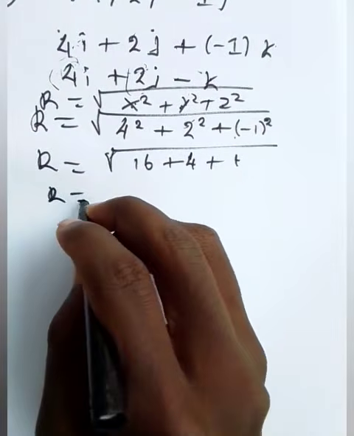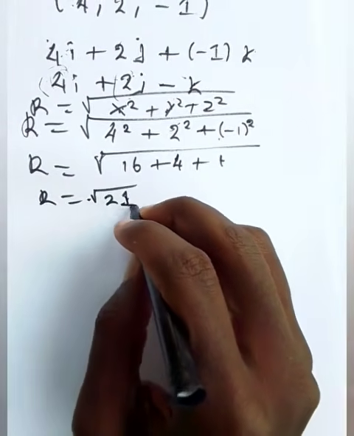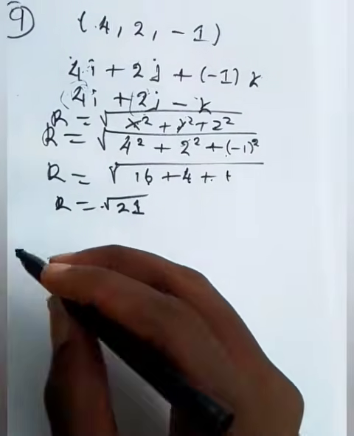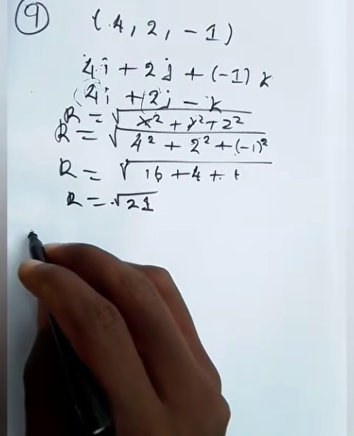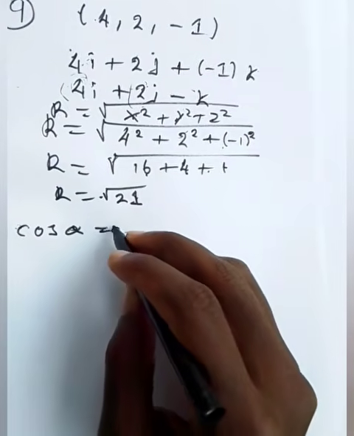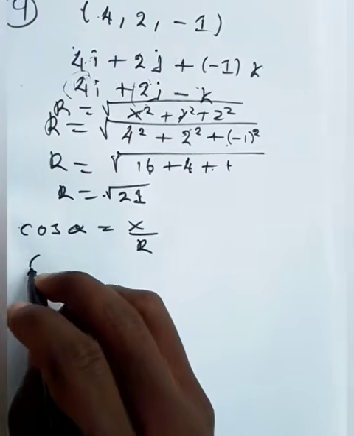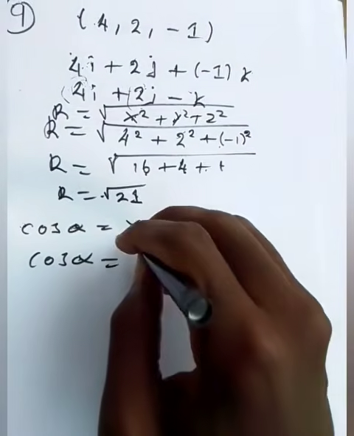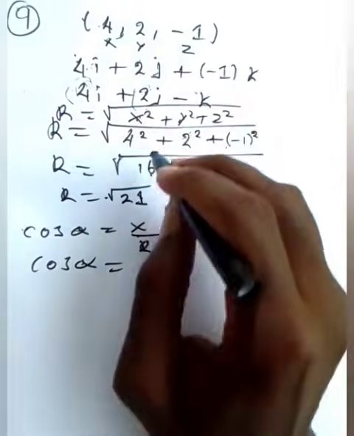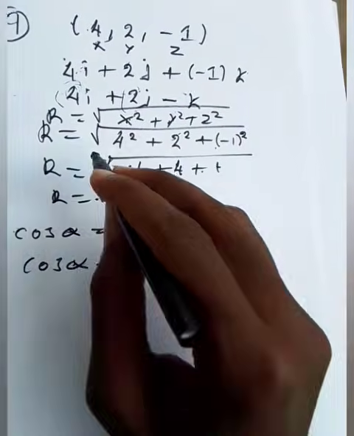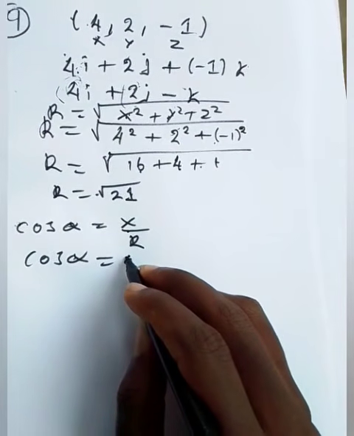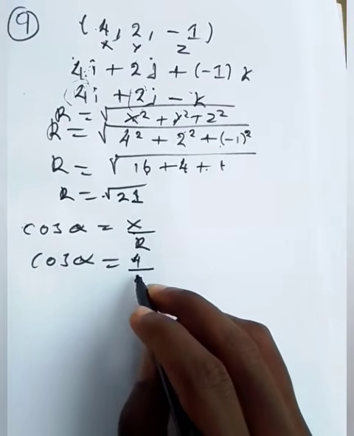So we say r is equal to the square root of 21, because when you sum these up, you get 21. So we have the resultant. Let's find the direction cosines. Let's start with the one for alpha. So cos alpha is equal to x over the resultant. x is simply the component in the x, remember this is x, y, z, so whatever is coming in front of i, which is 4, over r, which is square root of 21.